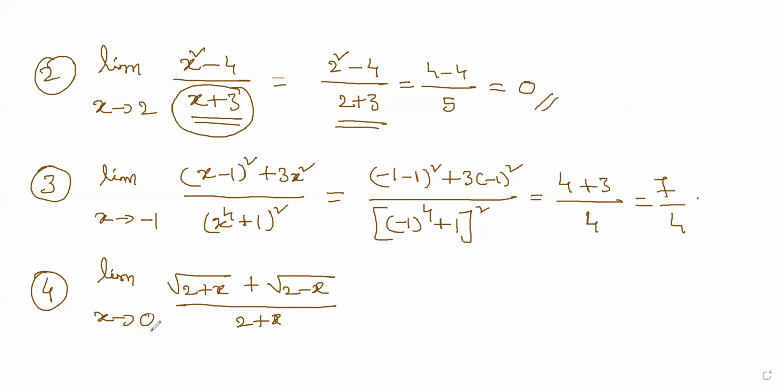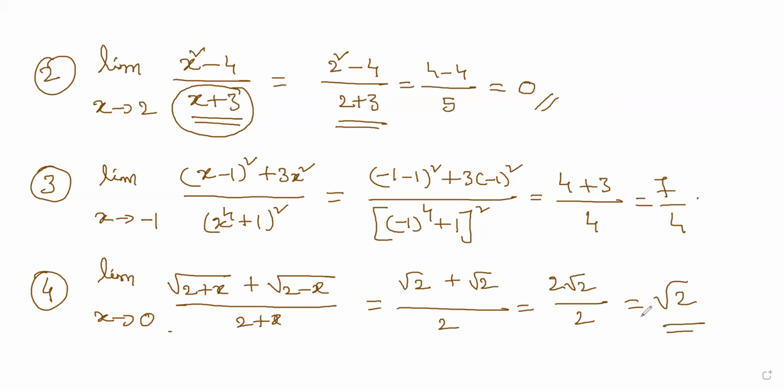When I substitute x equal to 0, no issues at all. I get root 2 on the top, root 2 plus 0 is root 2, and root 2 minus 0 is also root 2, whole divided by 2. So I get 2 root 2 divided by 2, and the answer is root 2. There is no problem. In all three cases, I don't have the denominator coming to 0, so I can directly substitute the limit and get the answer. No issues on that. Now let's move on to the next one.